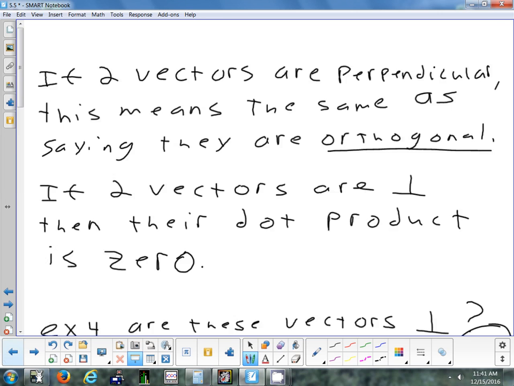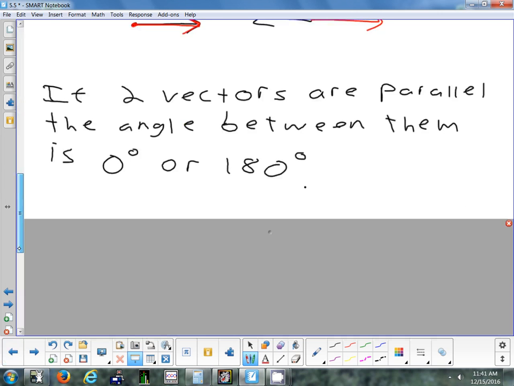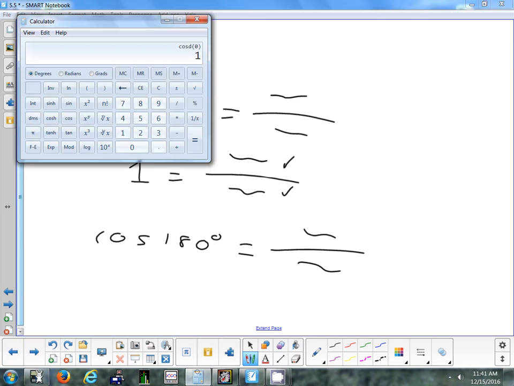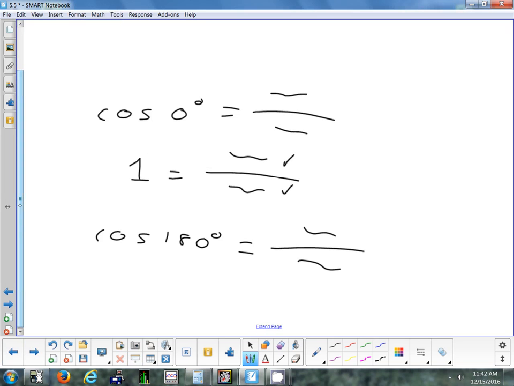Let's look what happens if the angle was 180. You'd have something on the top, something on the bottom, depends on the problem. Let's find the cosine of 180. It's -1. Same question. When can a fraction equal -1?